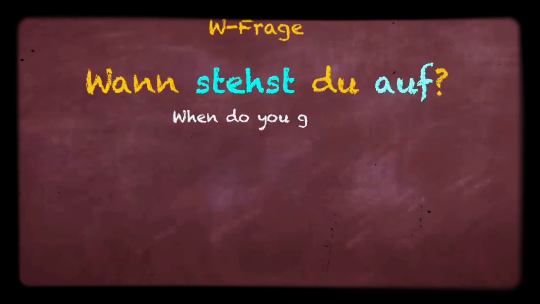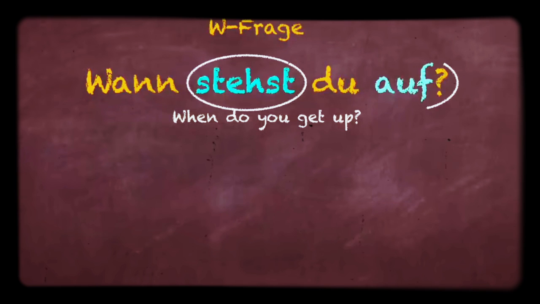Now let's look at another type of sentence, the W-Frage. What happens to the verb in this case? Wann stehst du auf? In this case also, the conjugated verb is at the second position, whereas the prefix is at the end.